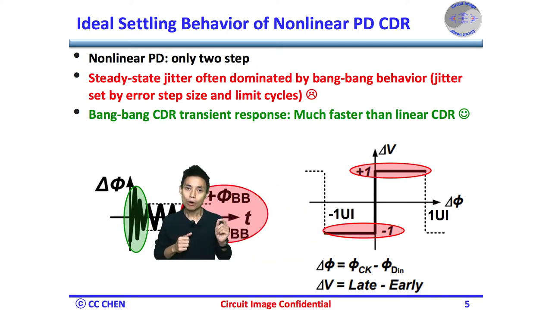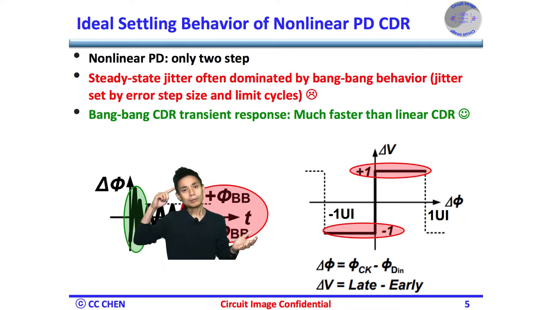Another observation is that the bang-bang CDR's settling dynamic behavior is much faster, but could have a slew rate limit concern. At the end of the day, the loop dynamic parameters of the nonlinear PD CDR would be very challenging. For example, there is no linear model to easily analyze the optimal step size according to the CDR's dynamic requirements. So, what can we do? Think about the modeling image for 5 seconds.